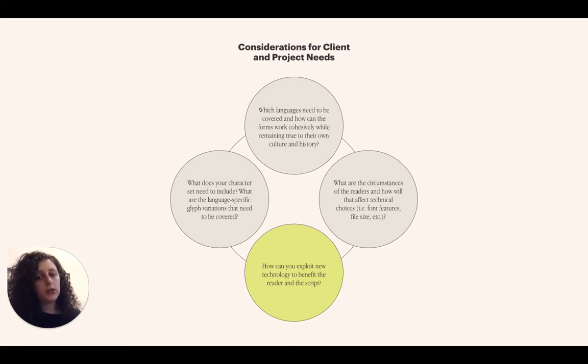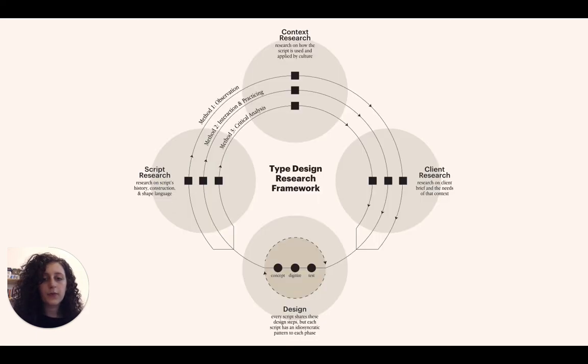How can you exploit new technology to benefit the reader and the script? Are there creative ways you can use type design software to benefit this project, this audience, this community? For example, things like OpenType features, variable fonts, etc. And finally, what does your character set need to include? Are there language-specific glyph variations that need to be covered? Are there any particular dialects that require unique glyphs or variations?